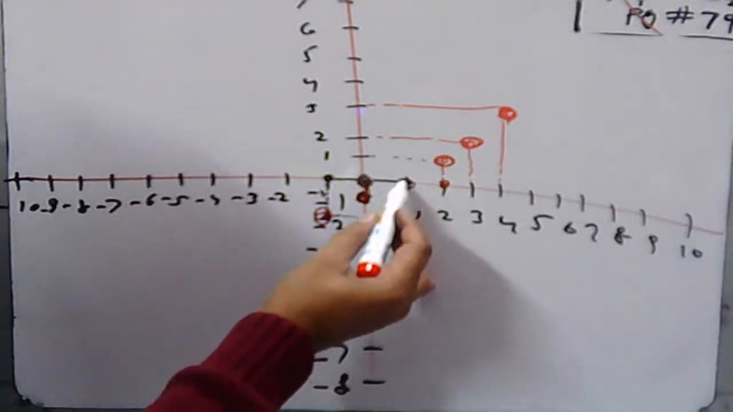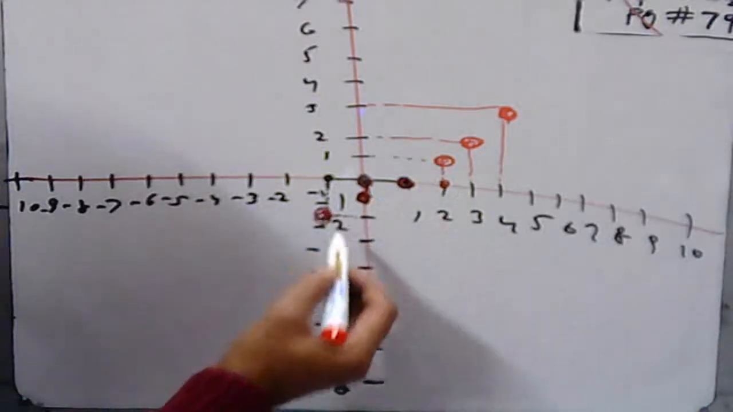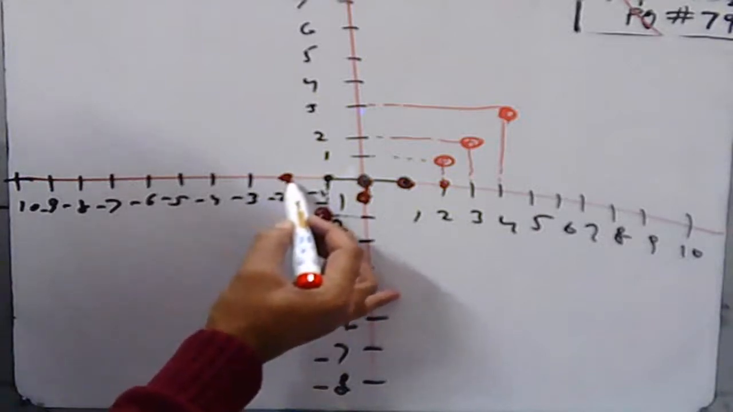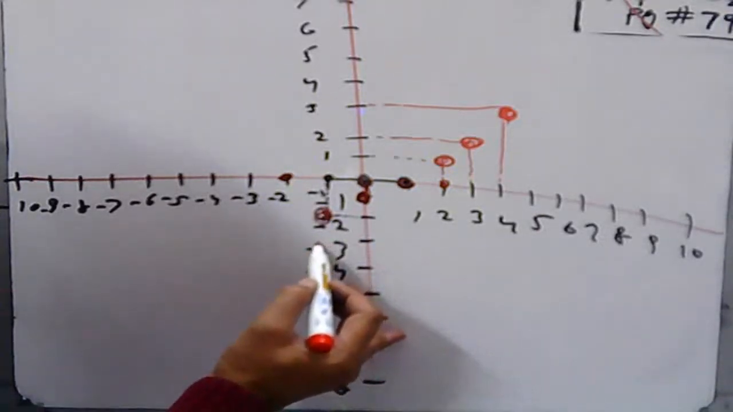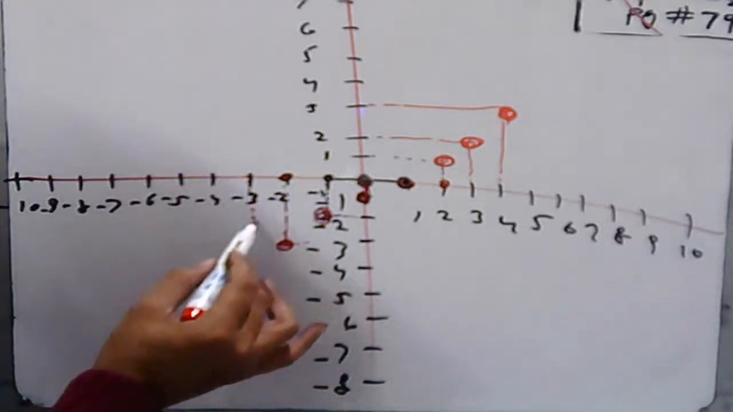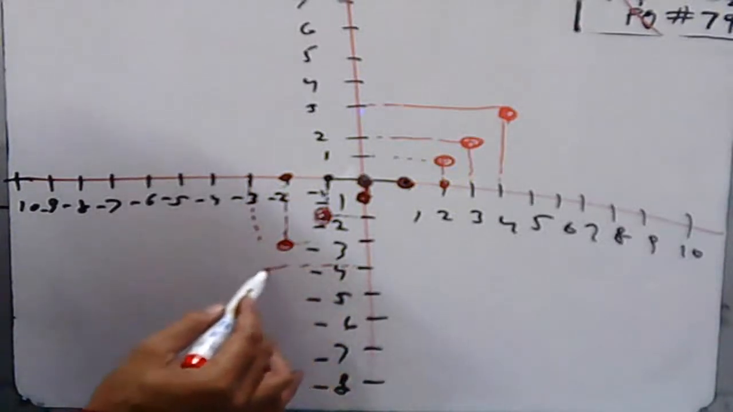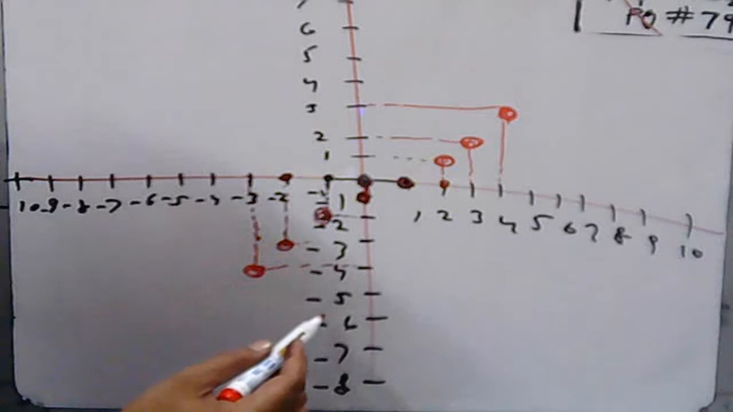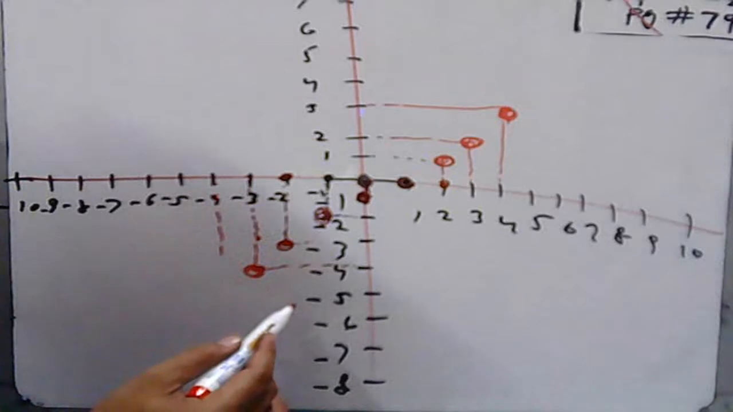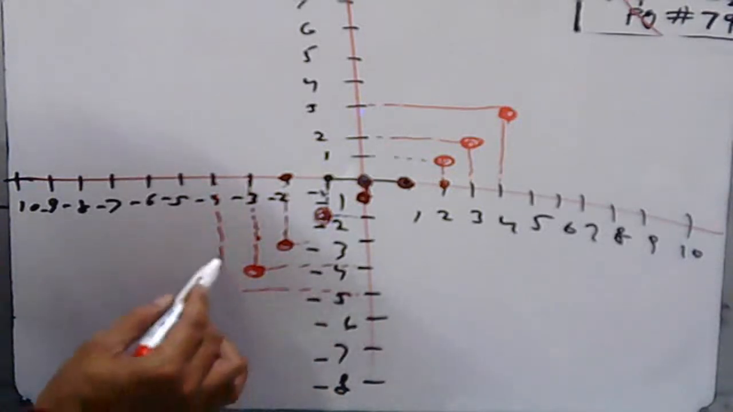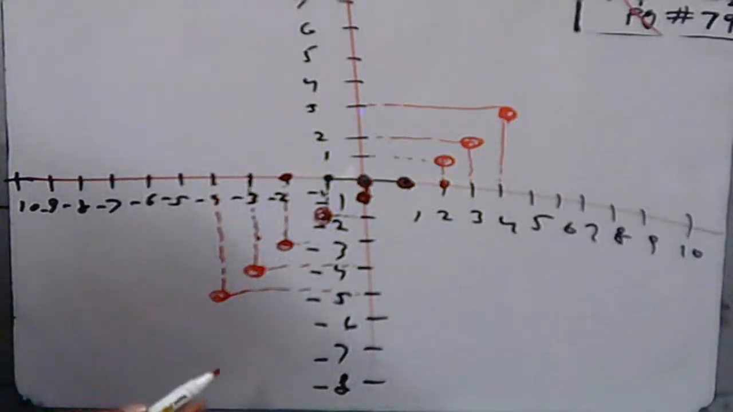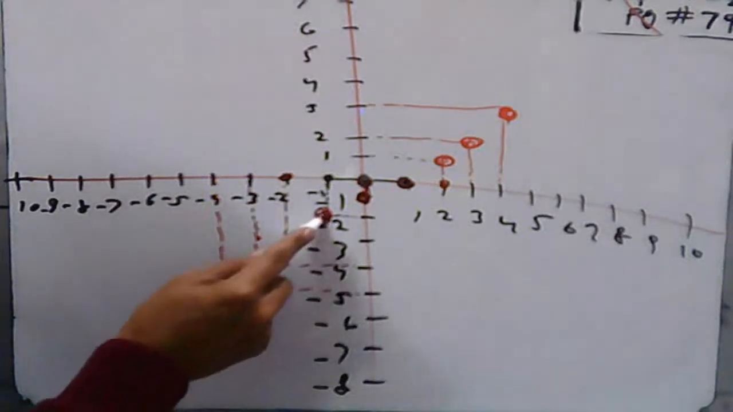So you can see here this is the measure. When you take minus 2, your result is minus 3. When you take minus 3, your result is minus 4. Or when you take minus 4, your result is minus 5. So you can see this is the line if you draw this line like this.